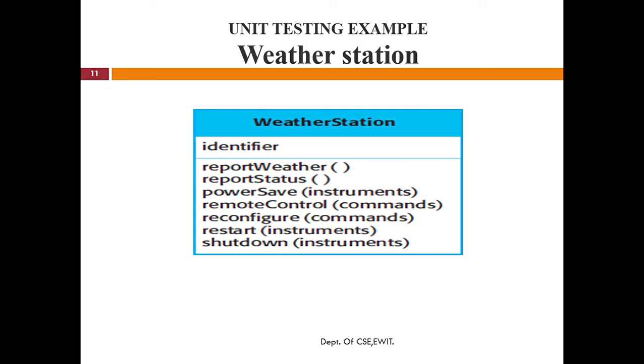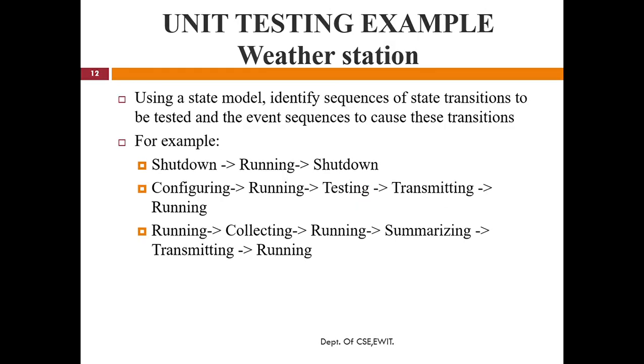So you can observe this weather station identifies the sequence of state transitions to be tested and the event sequences to cause these transitions. If there is any particular event, then it goes to the next transition phase. You can observe here, after shutdown, the next phase is the running state and finally the shutdown state. Next, you can observe configuration, running, testing, transmitting, running. So there is a transition for each particular event. So this is the best example for unit testing. Okay, thank you.